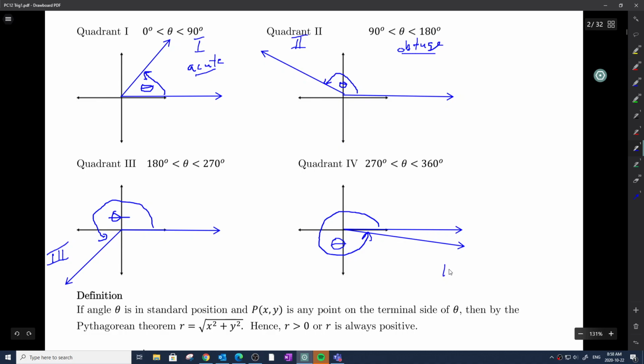And here's quadrant 4. So, I hope that this helps. If you notice, I didn't mention anything about negative angles because I don't want to confuse you. But negative angles would just be starting from the initial arm here and going the other way. That's all. All right.